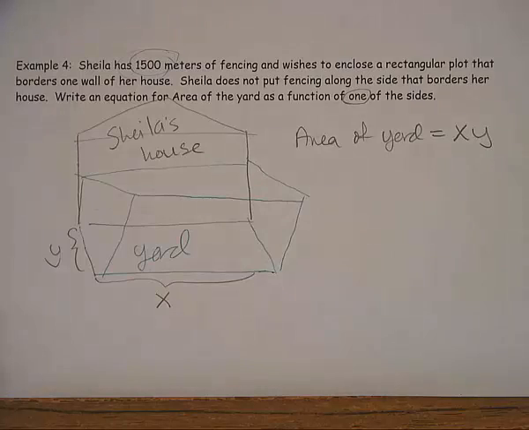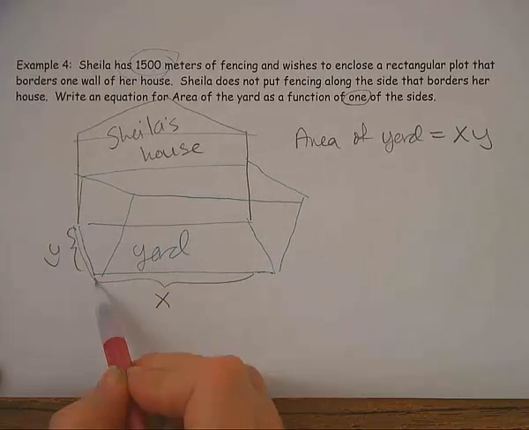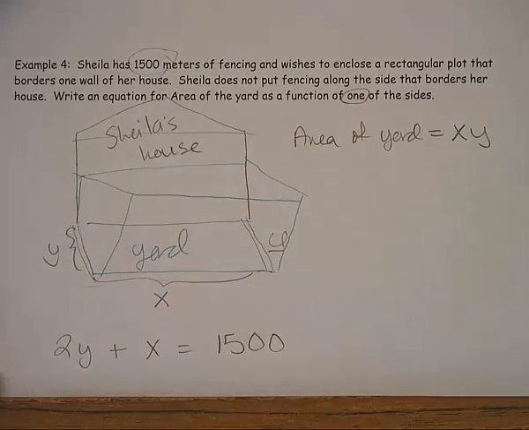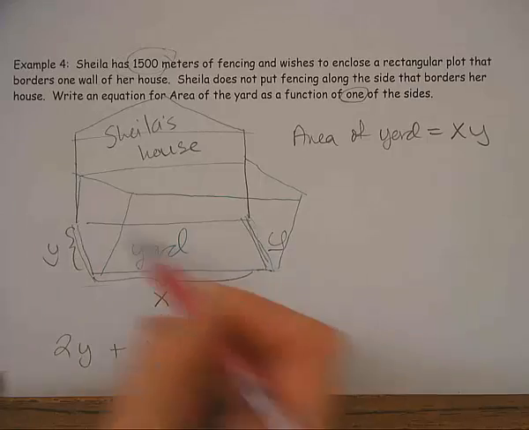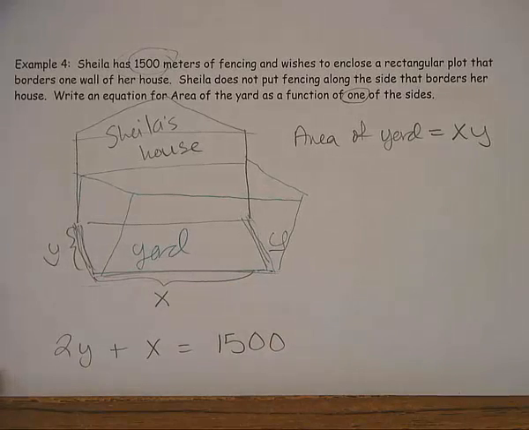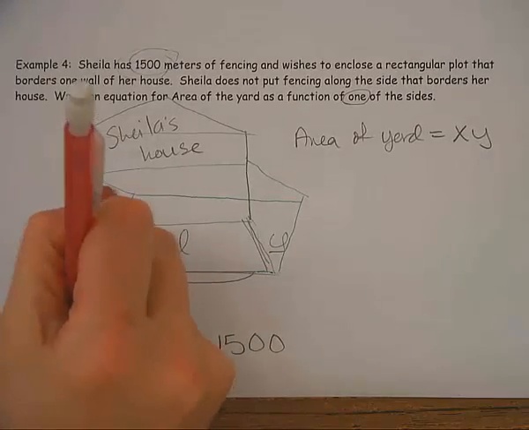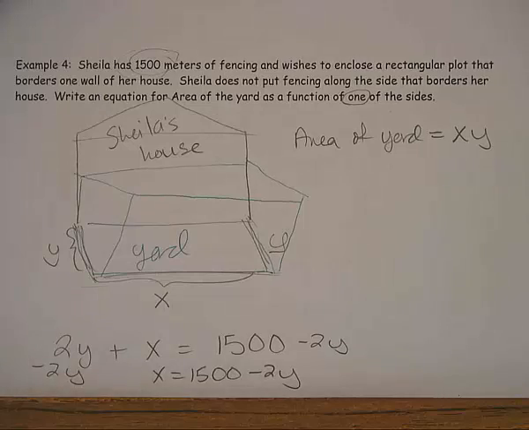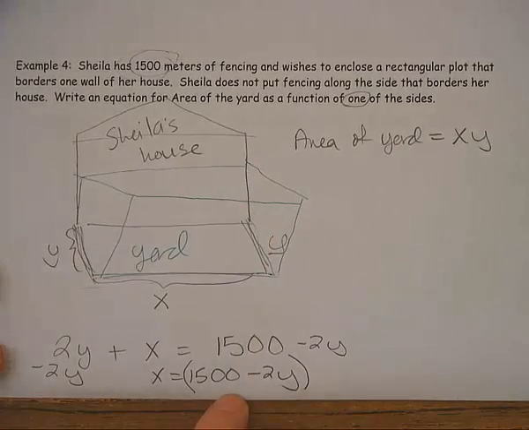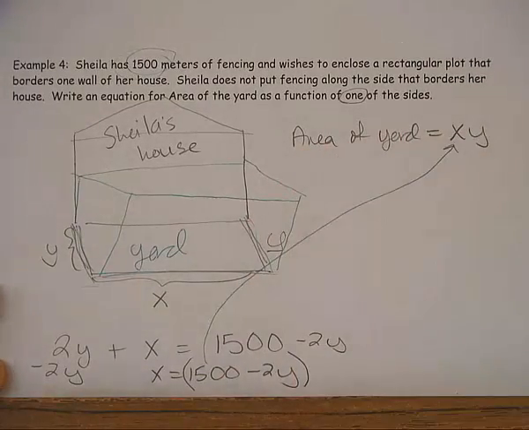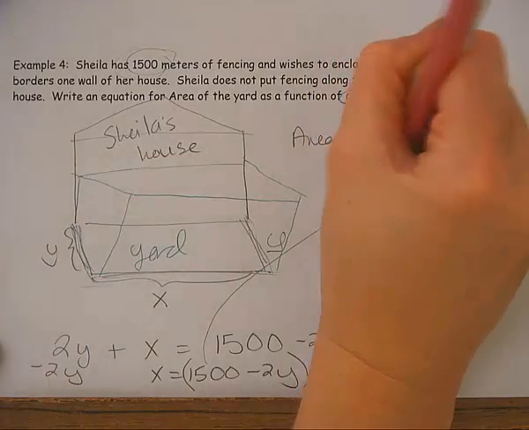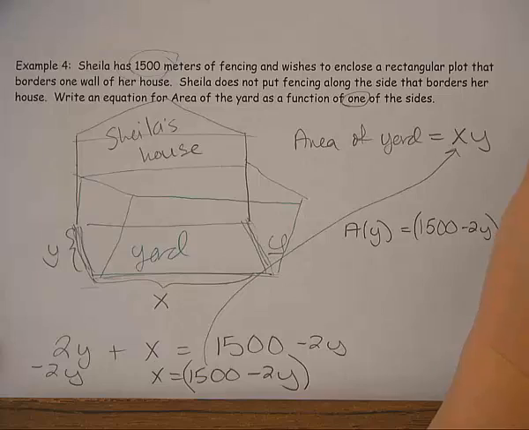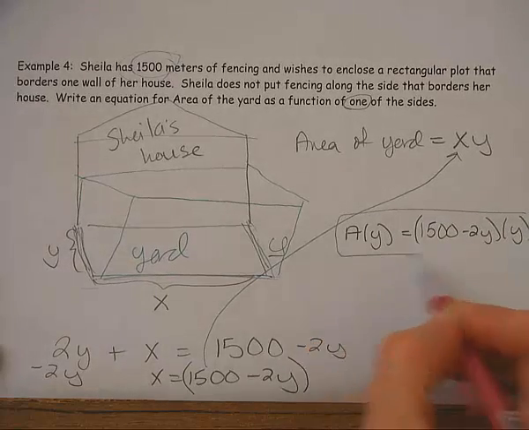So that's where the whole 1,500 meters of fencing comes in handy, because I know that 2 of these Y's plus 1 of these X's has to sum up to 1,500, because I'm putting up the 1, 2, 3 fences. 2 of them have a length of Y, and then 1 of them has a length of X. So maybe I'll just go ahead and get X in terms of Y, because it was easiest to solve that way. And then what I can do is substitute this expression in for X in my original equation. So in this case, the area in terms of Y is equal to 1,500 minus 2Y, and then you can multiply that by this Y. And then there is our area in terms of one of the sides.